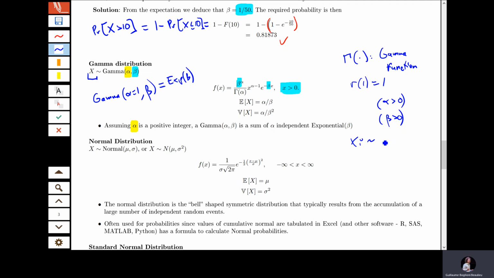If Xi follows an exponential beta for i equals 1 up to alpha, where alpha is an integer, and if they're all independent, then the sum of Xi, i equals 1 to alpha, follows a gamma with the parameters alpha and beta. And again, keep in mind the logic here that if every X is random, then their sum is also random. So their sum is also a random variable, which has a certain distribution. And it so happens that, conveniently, this distribution is simply the gamma with those parameters alpha and beta.